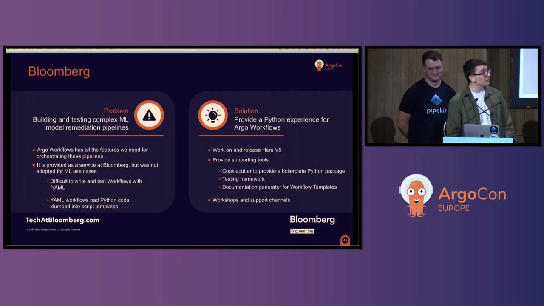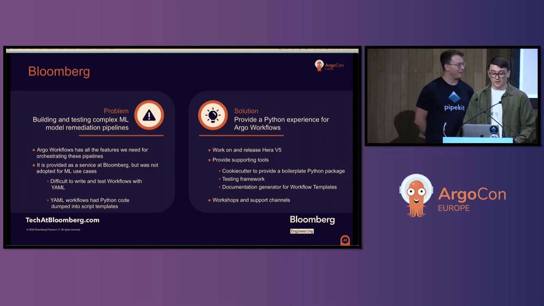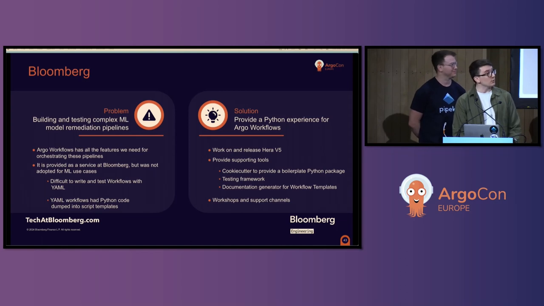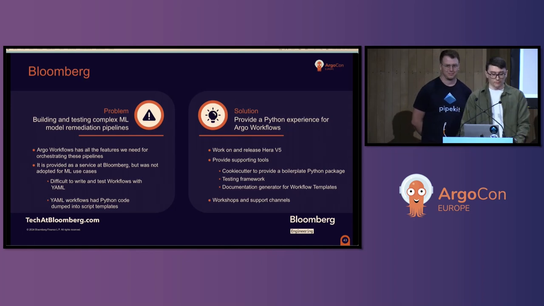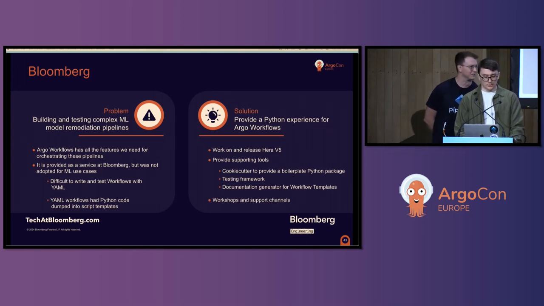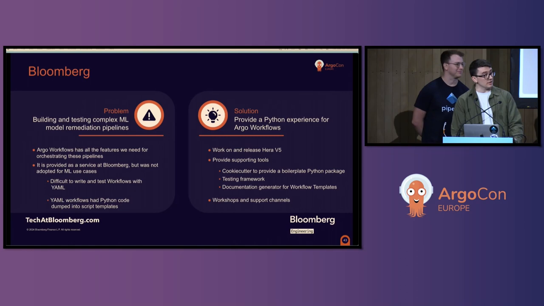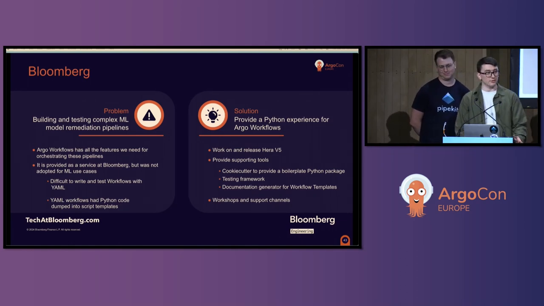So how did we solve this? Being the ML platform team, we aim to provide a Python experience for our AI developers to use Argo workflows. So we worked on Hera itself for a major version 5 release, which was a complete rewrite of the library. And we provide accompanying tools for Hera to help our Python AI developers get started. So things like a cookie cutter, which is a Python tool to give you some boilerplate starter code. So in this case, it's for a workflow template.